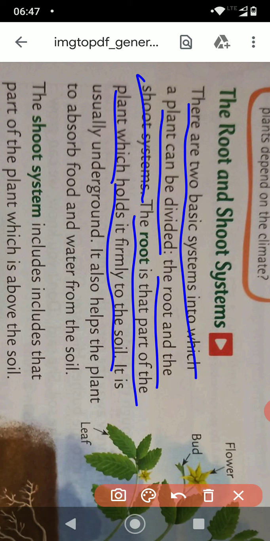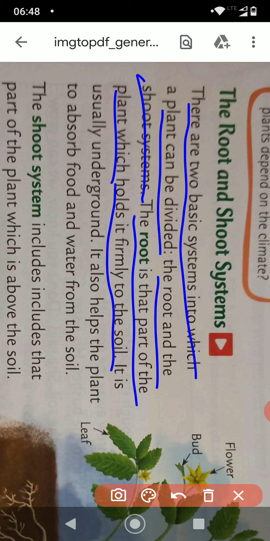You can see the plant standing straight up. So how can the plants stand straight up? Because of the root system, children. The root system helps the plants to stand firmly. They do not shake because the roots are firmly holding the soil and standing erect.